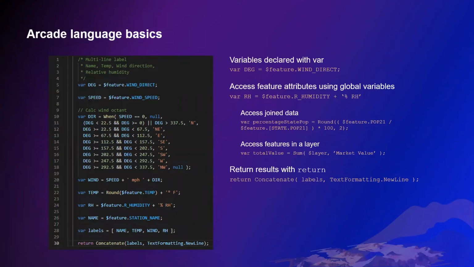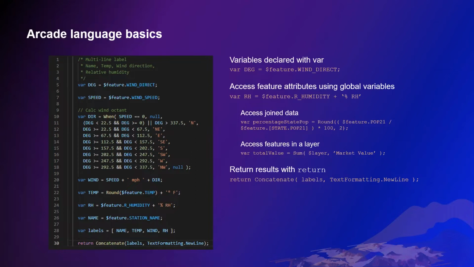You can access feature attributes using these global variables. You can even access join data. So if you have joined attachments from a Survey123 where you have image attachments, or if you have joined tables, you can access those joined tables and really expand upon the quality of what data you have accessible within a map. Then you can access features in a layer, and even return explicit results with the return statement.